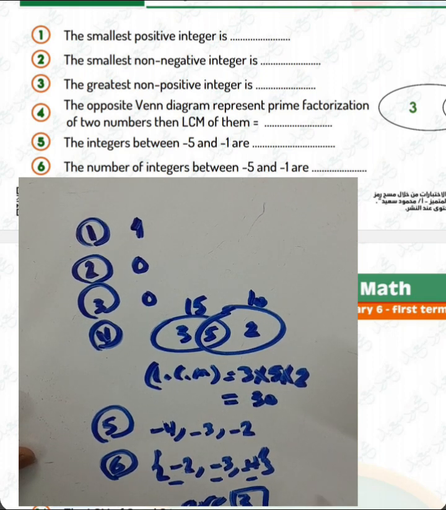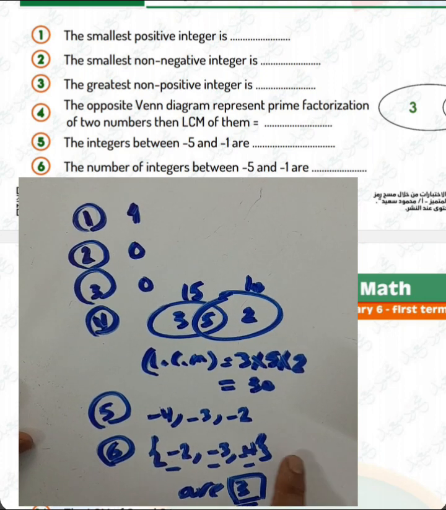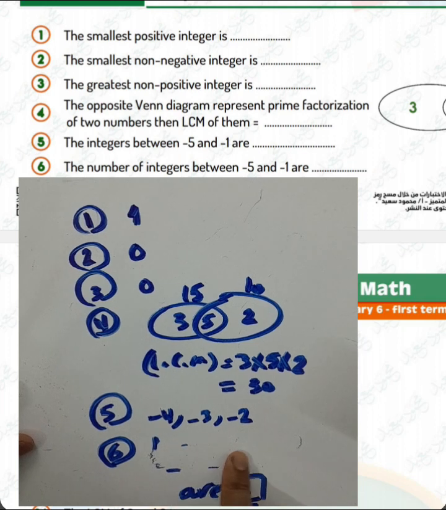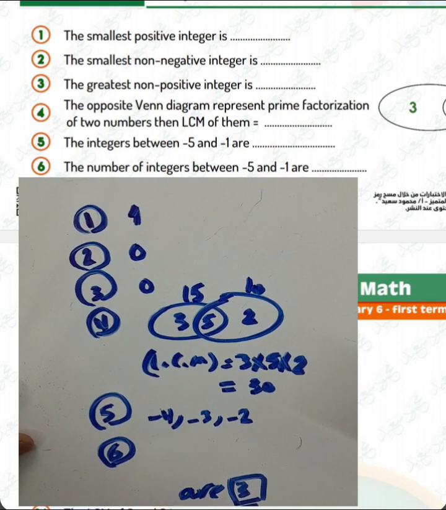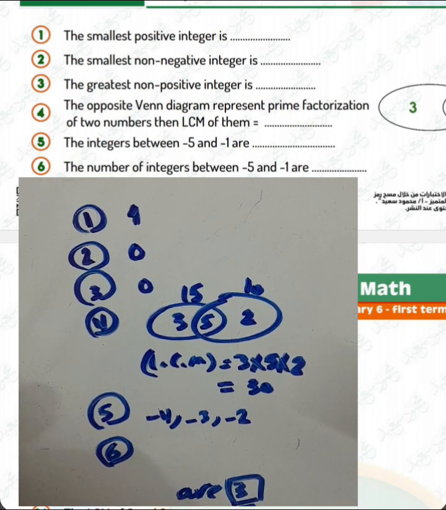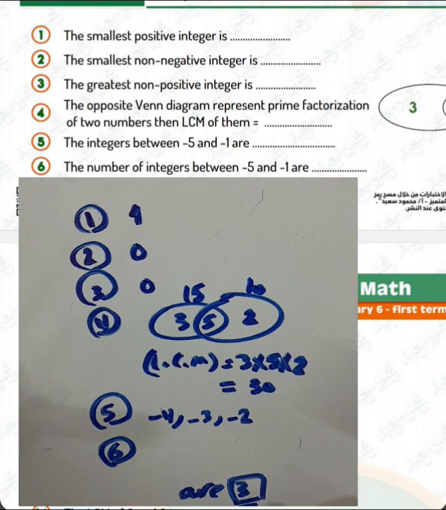We must write 3 in this question. We can find the integers and count them. The result will be what? 3. The number of integers between -5 and -1 is 3.